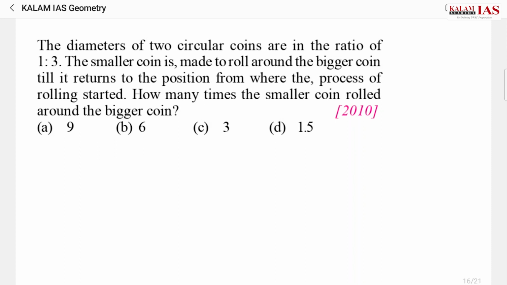This question requires visualizing things rather than solving things, because once you visualize what is happening, you can easily solve this question. It won't take much time. So you have another 1 minute, attempt it, and then we'll discuss it.